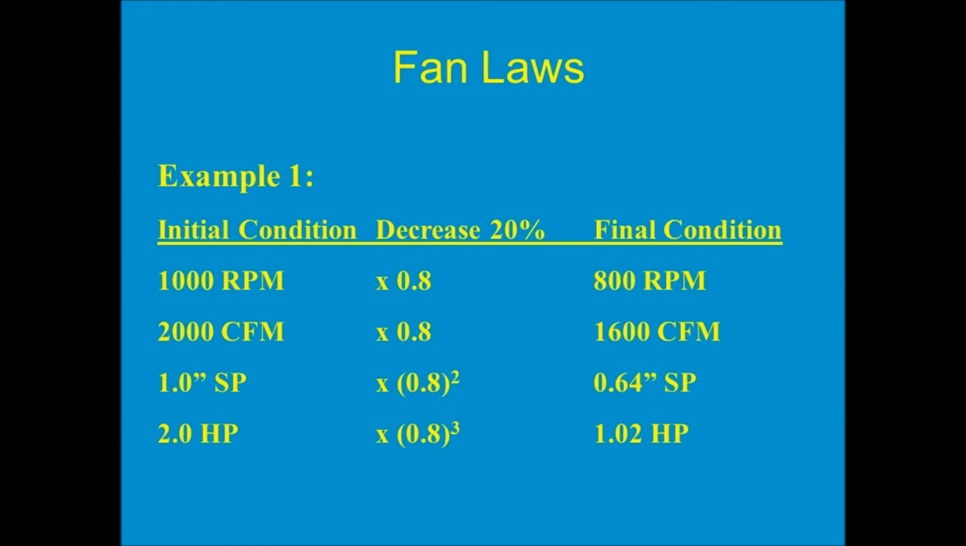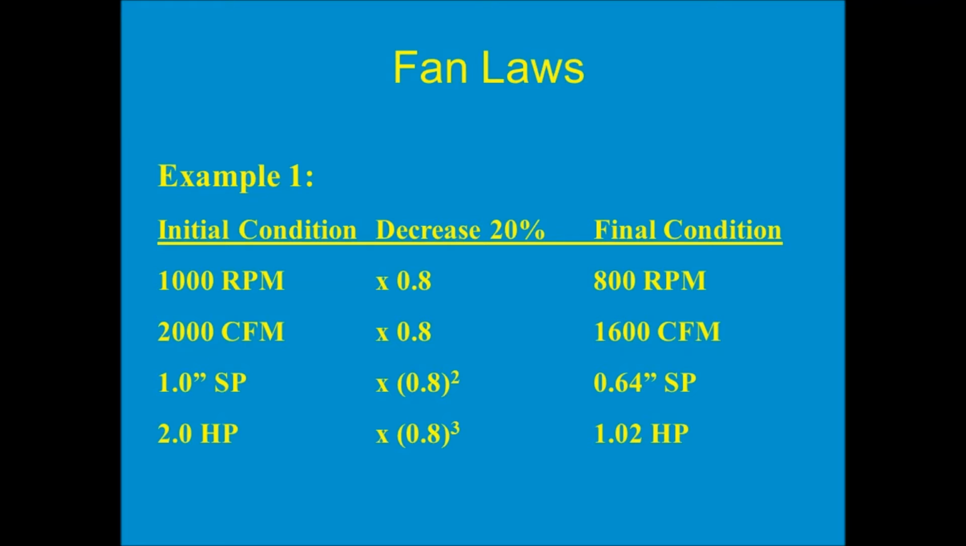All right, let's say we have a fan, it's installed and it's running. It's spinning 1,000 RPM. This is our left-hand column here, initial condition. It's delivering 2,000 CFM of air against 1 inch of pressure, and it needs 2 horsepower of energy to make it all happen.